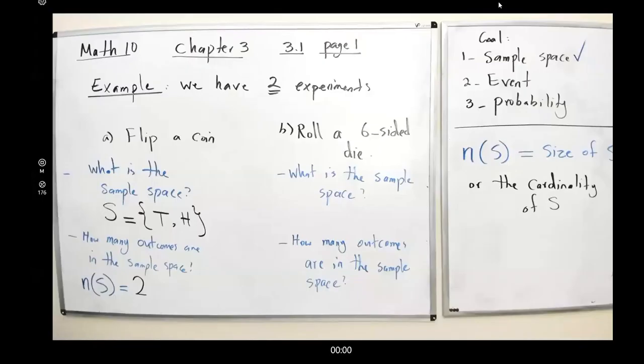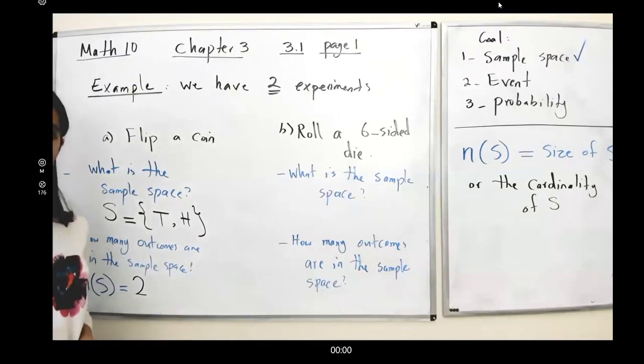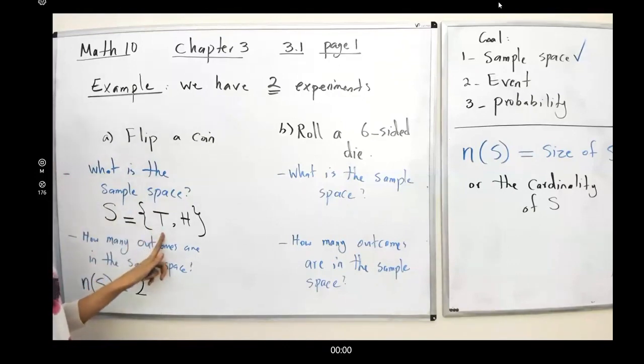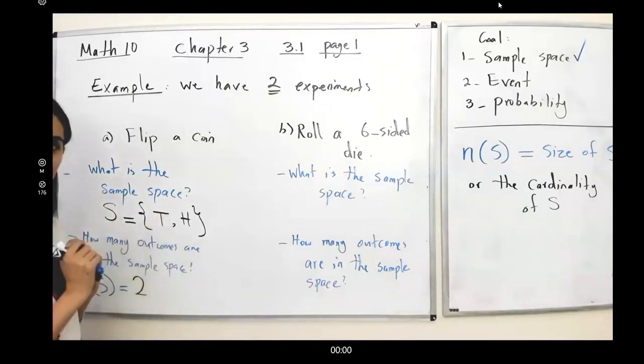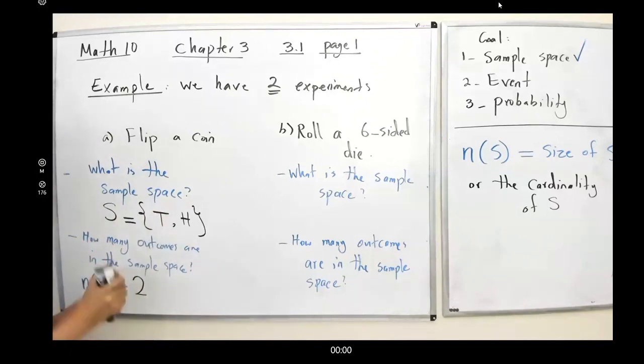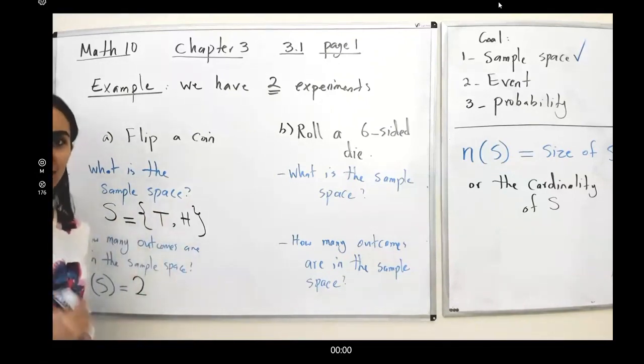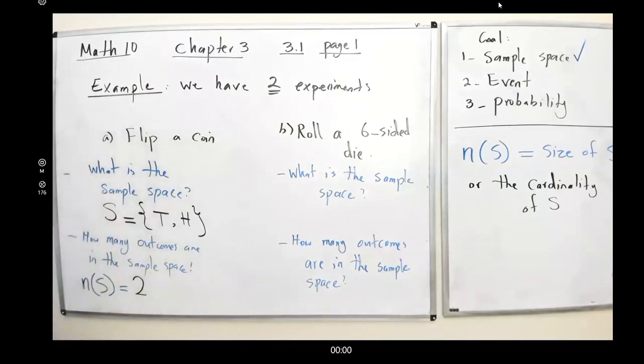Any questions so far? I have a question: how many outcomes in the sample space? It looks like the sample space has two, so the number of outcomes is two, right? Very good. 2 outcomes. Excellent. Very well. Well done. Excellent, Felisa. Thank you so much.